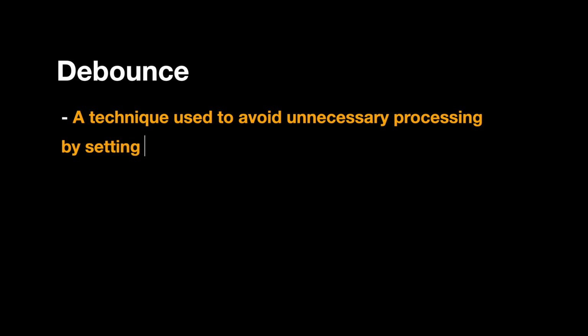Debouncing is a technique used to avoid unnecessary processing by setting a delay before executing a function, so that during the delay, no function will be executed until the delay completes. Now let's implement debouncing in our Flutter app and see the result.